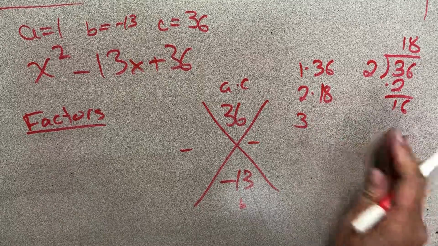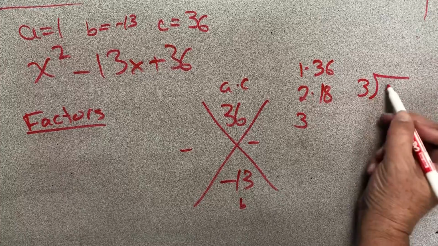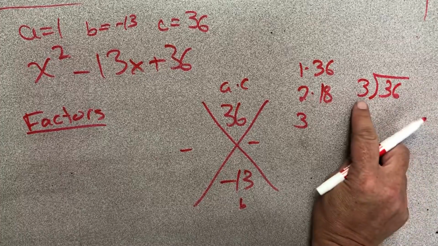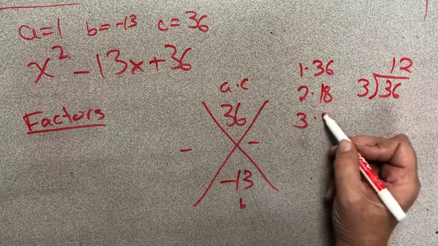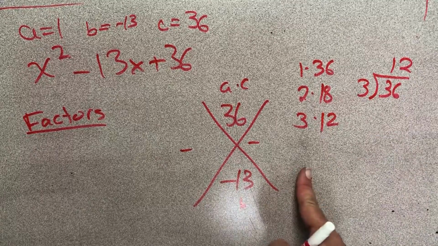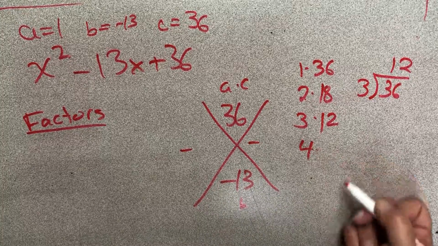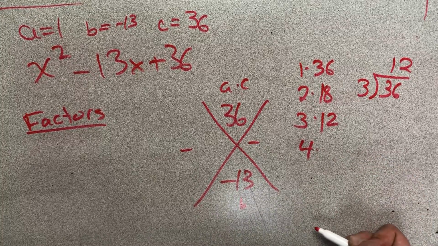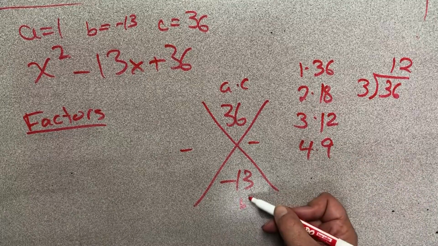What about 3? If you don't know that one right away, I mean, you should, because you're supposed to know your 12s, but you can do short division. 3 goes into 3 one time. 3 goes into 6 2 times. Oh, negative 3, negative 12. Oh, not negative 13, huh? How about 4? Does 4 go into 36? Oh, yeah, it does, 9 times. Oh, negative 4, negative 9 equals negative 13.